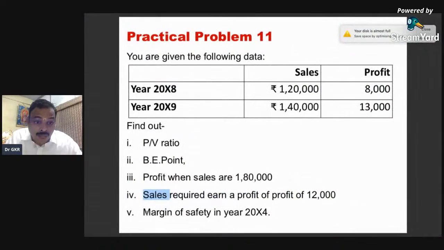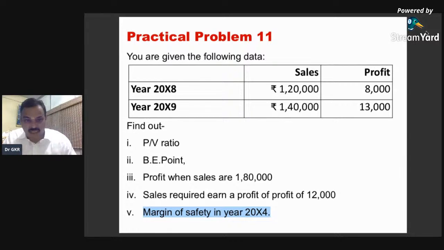Now what is 5? Margin of safety. All of you know, safety means you are above break-even point. If you are below break-even point, you are not safe. You are unsafe, you are making a loss. So naturally, you are in a safe region, which means you are above break-even point.